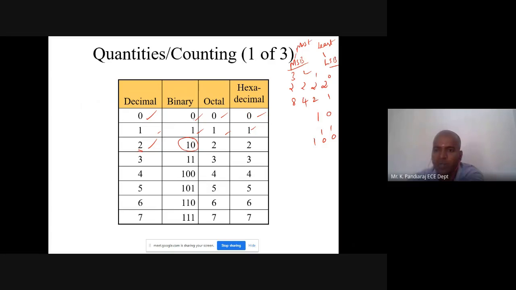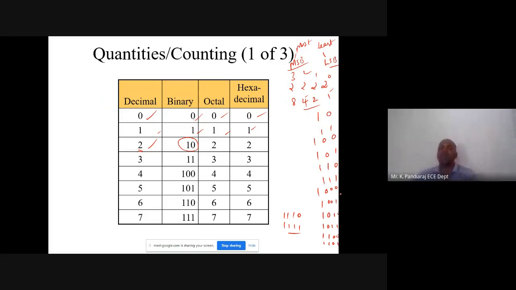Number 5 is 4 plus 1, so 1, 0, 1. Number 6 is 4 plus 2, so 1, 1, 0. Number 7 is 4 plus 2 plus 1. Number 8 is 1, 0, 0, 0. Number 9 is 8 plus 1, so 1, 0, 0, 1. Number 10 is 8 plus 2, so 1, 0, 1, 0. Number 11 is 8 plus 2 plus 1, so 1, 0, 1, 1. Number 12 is 8 plus 4. Number 13 is 8 plus 4 plus 1. Number 14 is 8 plus 4 plus 2. Number 15 is 8 plus 4 plus 2 plus 1.